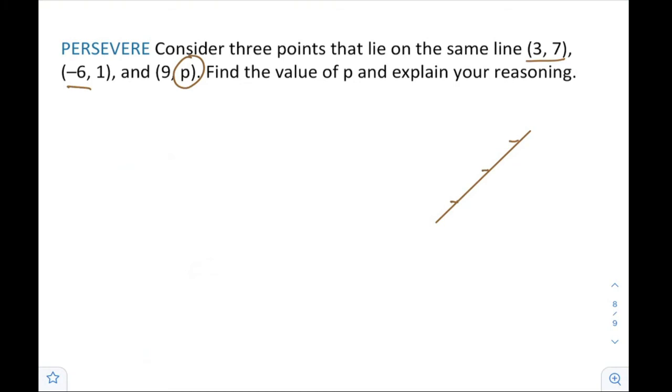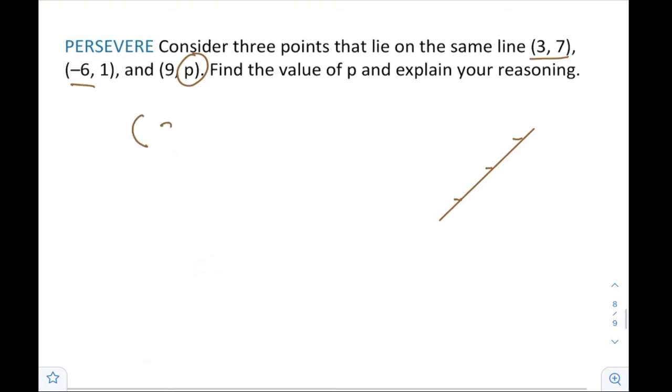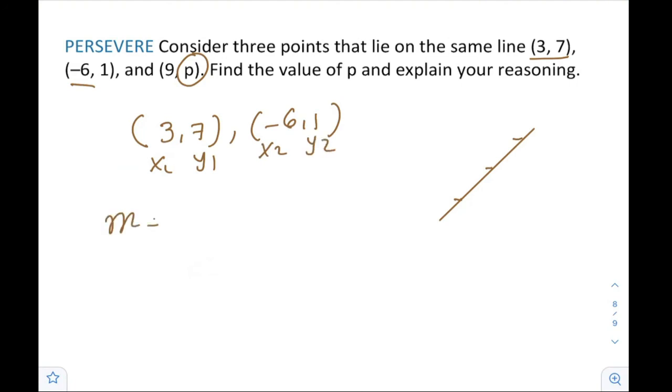So we will use the slope of the first 2 given points. So this is x1, y1, and this is x2, y2, and I will find the slope.